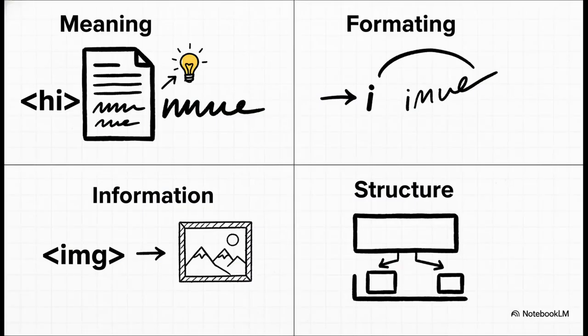So what do these tags actually do? Well, a few really crucial things. First, they give text meaning. An H1 tag doesn't just say, make this text big. It tells the browser, this is the most important heading on the page. See the difference? They can also provide formatting, sure, like an I tag for italics. They can add totally new stuff, like an image tag that points the browser to a picture. And this is a big one. They create structure, because you can nest tags inside other tags, building up this whole tree-like skeleton for the page.